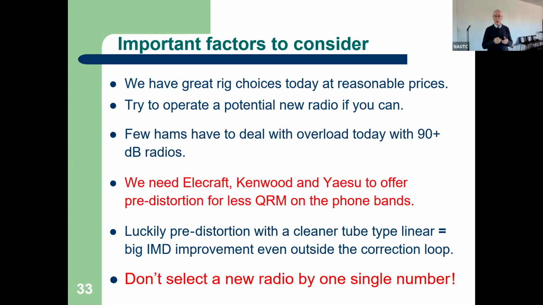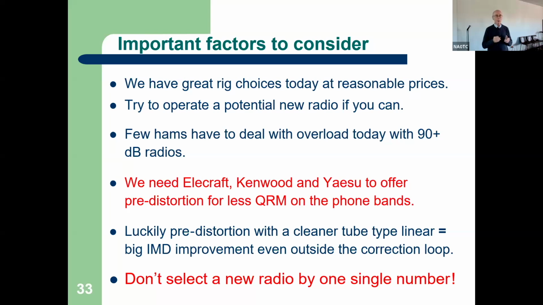Few amps really need more than 90 dB radios. I mean, we've got 110 to 90, but it's rarely you're going to be affected by that. Now, back in the days of 70 and 60, a different story. But so we need Elecraft, Kenwood, and Yaesu to offer pre-distortion.